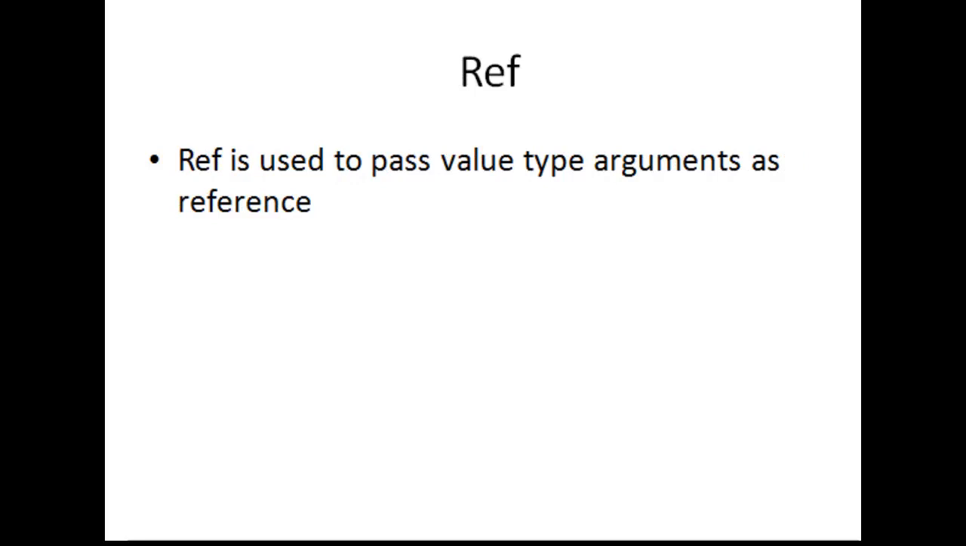Now we will move to ref parameter types. Ref is used to pass value type arguments as reference. The main point to note is that a ref parameter should be initialized before the method call, and the ref keyword must be specified in both method call and method definition. Also, same as out parameters, a method can have any number of ref parameters.